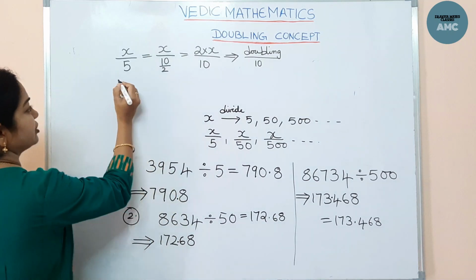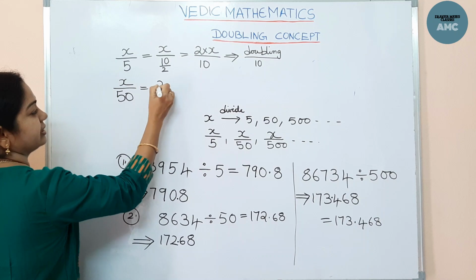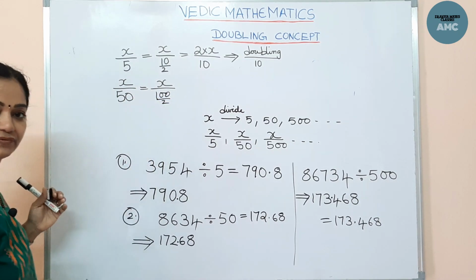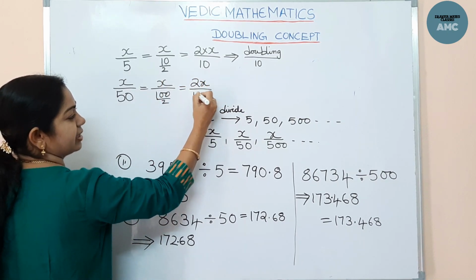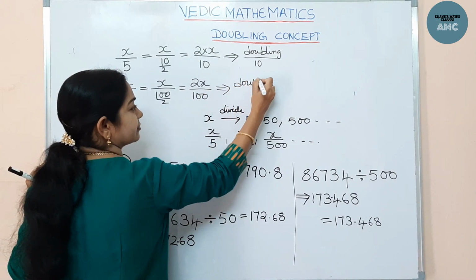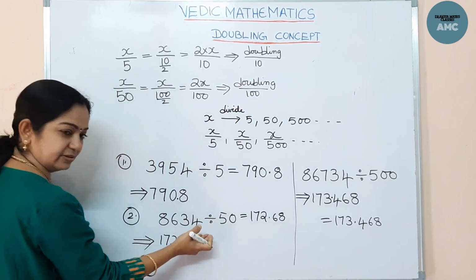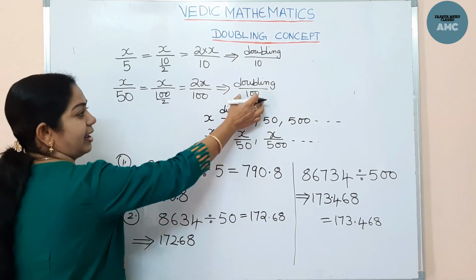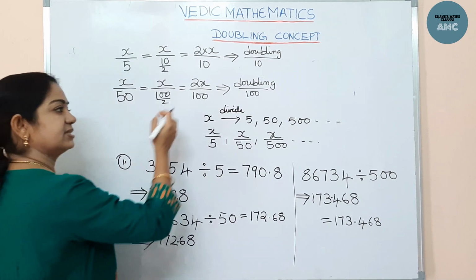The same way, if I divide by 50, the number 50 I can write as 100 by 2, isn't it? 100 by 2 is 50. Now 2 comes up, so that means 2x by 100. Here what I am doing is the doubling, by 100. So that is what we did here. For 50, we doubled the number and placed the decimal after 2 digits, since by 100 means placing the decimal after 2 digits.